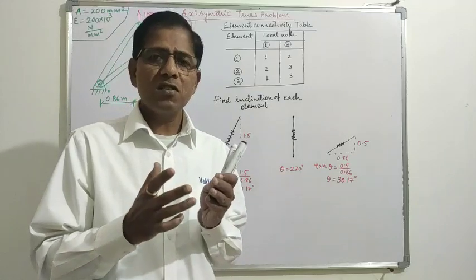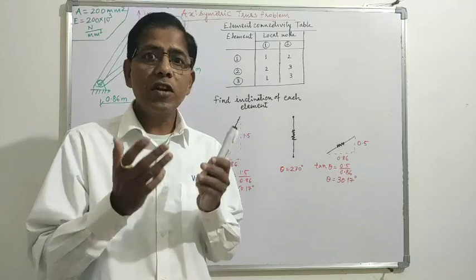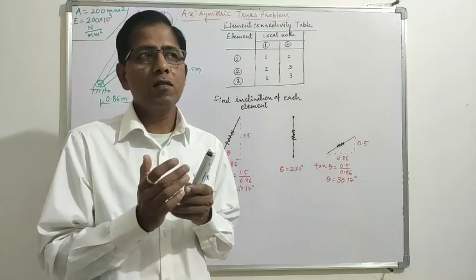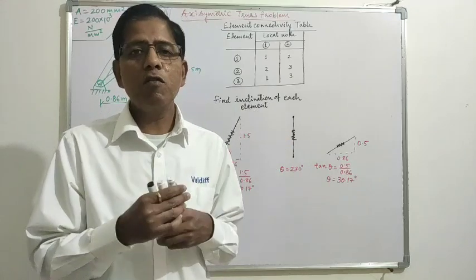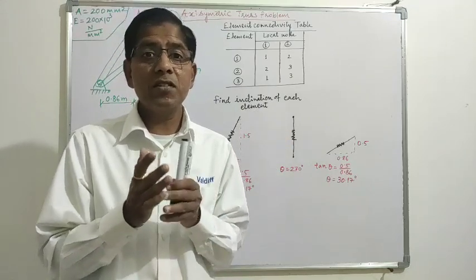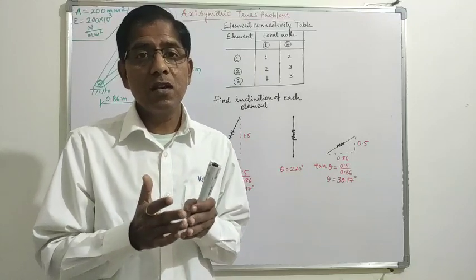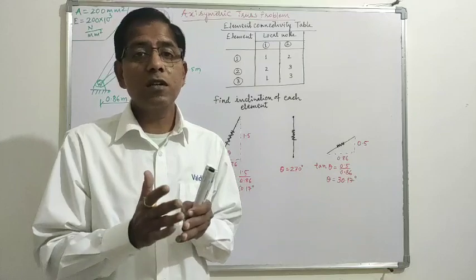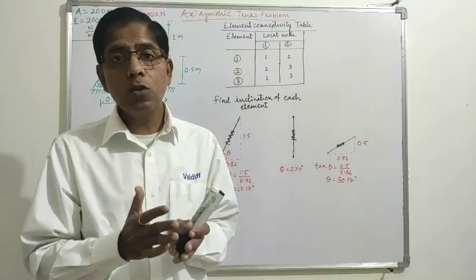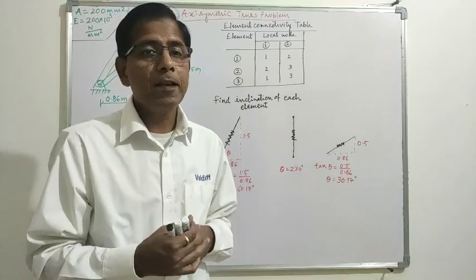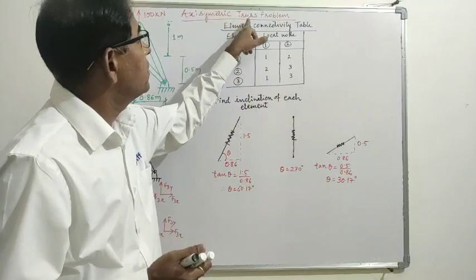So if the truss structure is similar about an axis, then we can reduce the truss problem. That is the topic of today's discussion, the axis symmetry truss. If the truss problem is symmetric about an axis, then we can reduce it to a level where we can do the hand calculations. So today's topic is the axis symmetry truss problem.